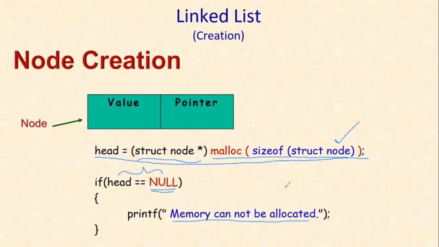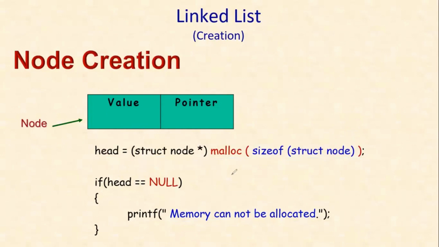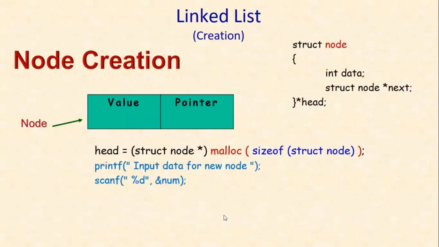For our understanding, let us assume that the malloc function allocated a valid address, so memory was allocated successfully. Then what will we do? Whenever the malloc function allocates memory, we will input a value into that node. Here, see what we are doing in the value place. We are going to keep the value, so for that I am reading a number. After reading a number, what should I do?